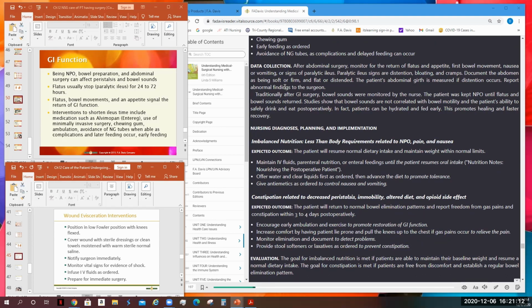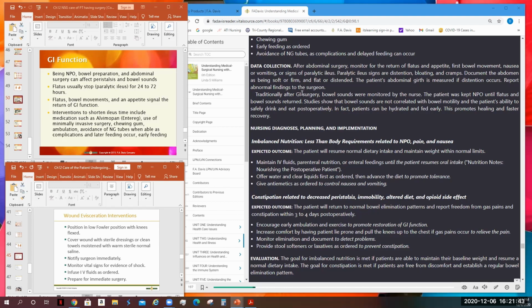First bowel movement, nausea or vomiting, or signs of paralytic ileus. Paralytic ileus signs are distension, bloating, and cramps. Document the abdomen as being soft or firm and flat or distended. The patient's abdominal girth is measured if distension occurs. Report abnormal findings to the surgeon.